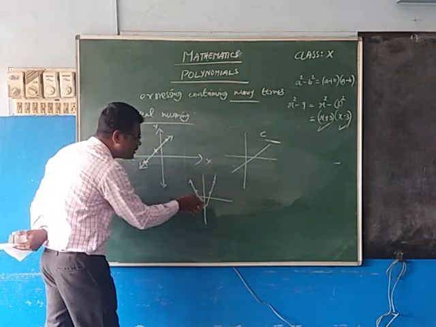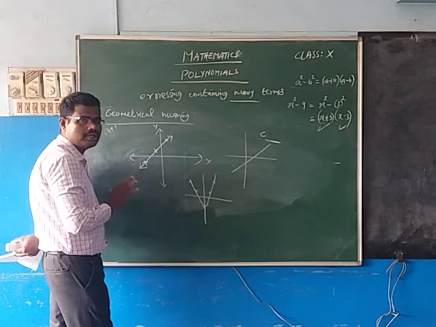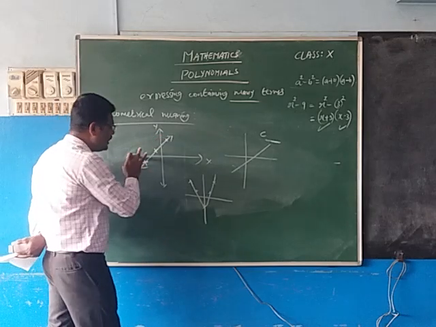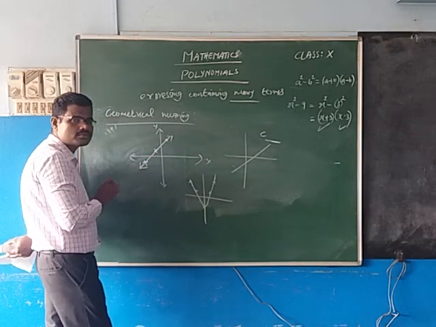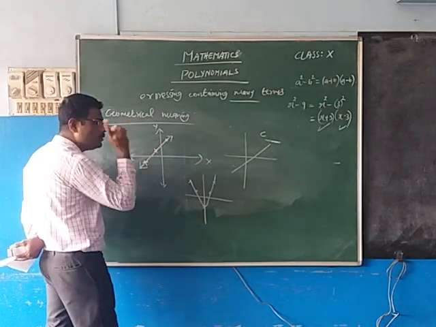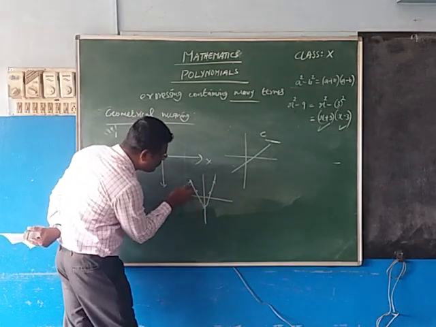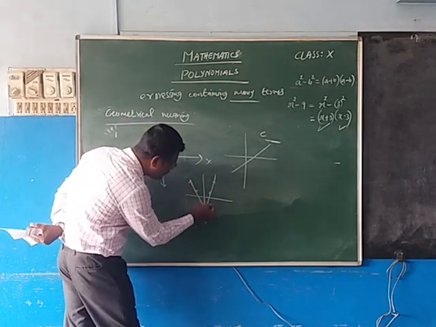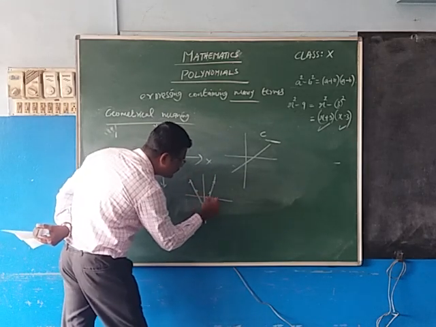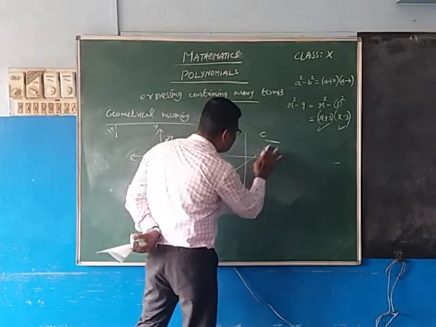It is called what? Graph of the given equation, graph of the given polynomial. Understood? So here this graph touches the x-axis at how many points? Only one point. This graph, you can see here, touches the x-axis at how many points? At 2 points. Suppose the given example is like this.